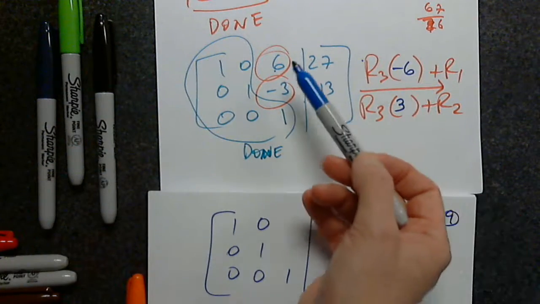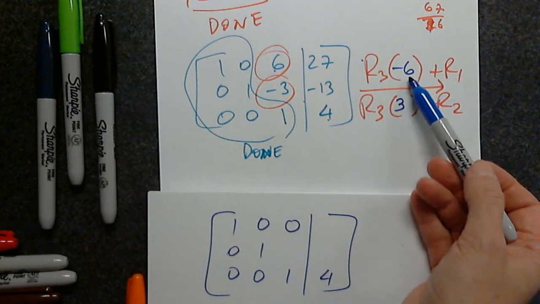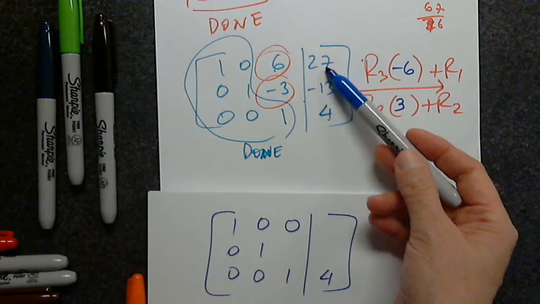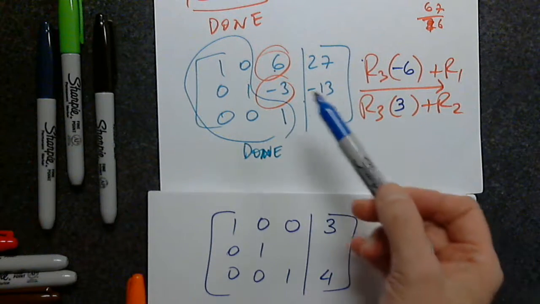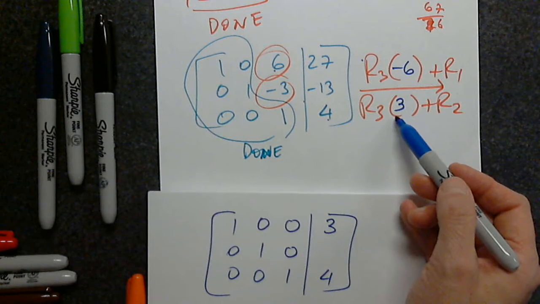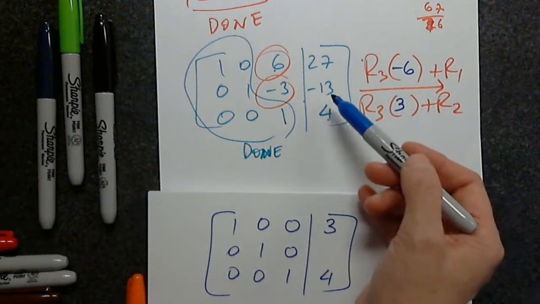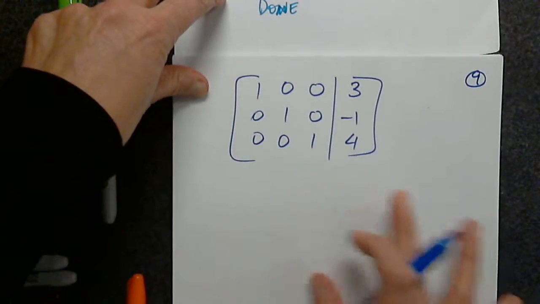1 times negative 6 plus 6. 4 times negative 6, negative 24, plus 27. Excellent. See, told you. 1 times 3 minus 3. 4 times 3, careful, sorry, 12. 12 minus 13. Okay. What is our hope?